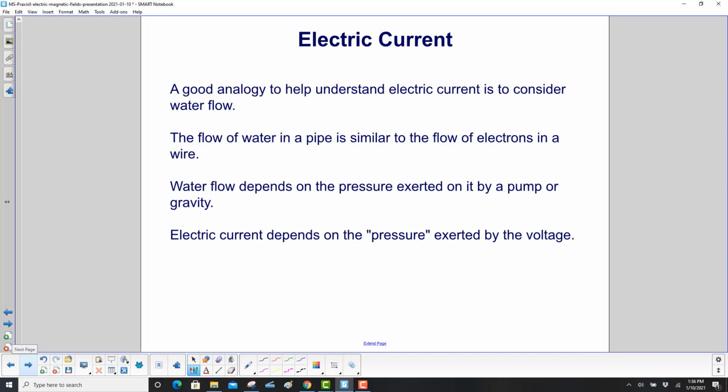Analogies are used to explain electricity because you really don't see electricity most of the time. So a good analogy to help understand electric current is to consider water flow. The flow of water in a pipe is similar to the flow of electrons in a wire. Water flow depends on the pressure exerted on it by a pump or gravity. Electric current depends on the pressure, that's the analogous word there, exerted by the voltage.